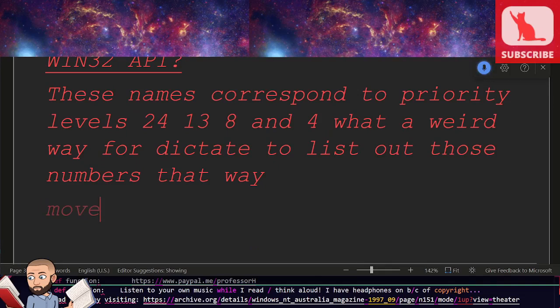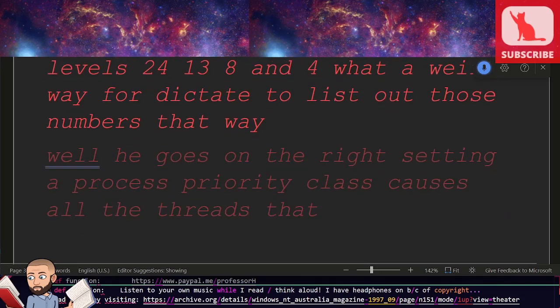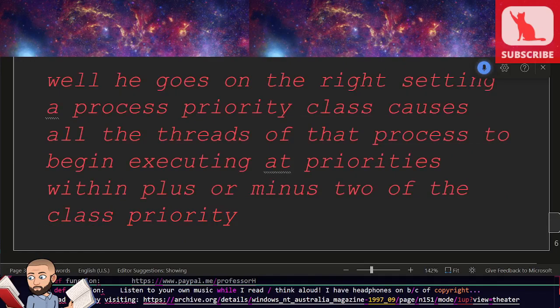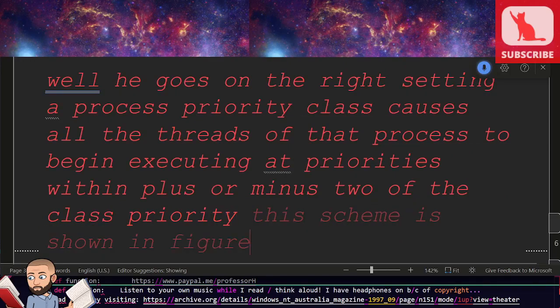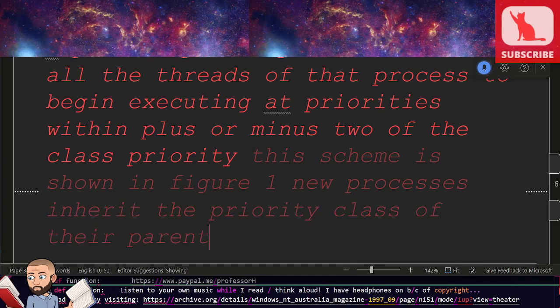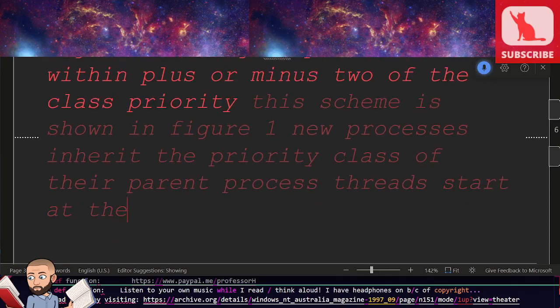Well, he goes on to write, setting a process priority class causes all the threads of that process to begin executing at priorities within plus or minus 2 of the class priority. This scheme is shown in Figure 1. New processes inherit the priority class of their parent. Process threads start at the priority level associated with their process priority class.